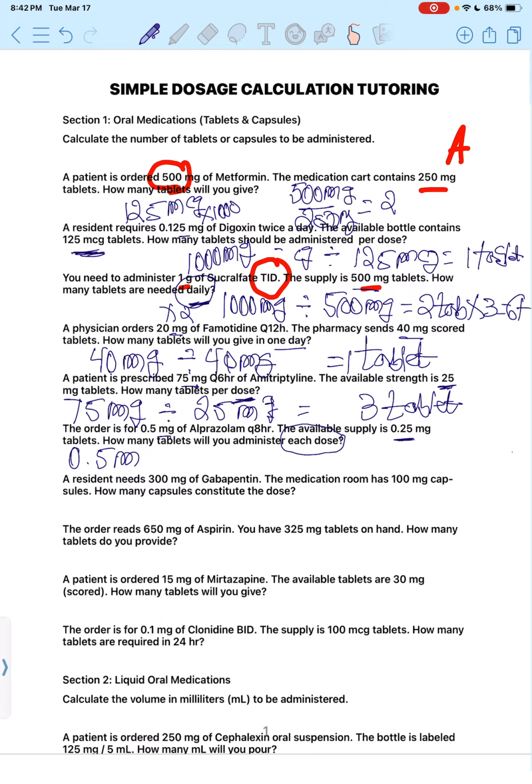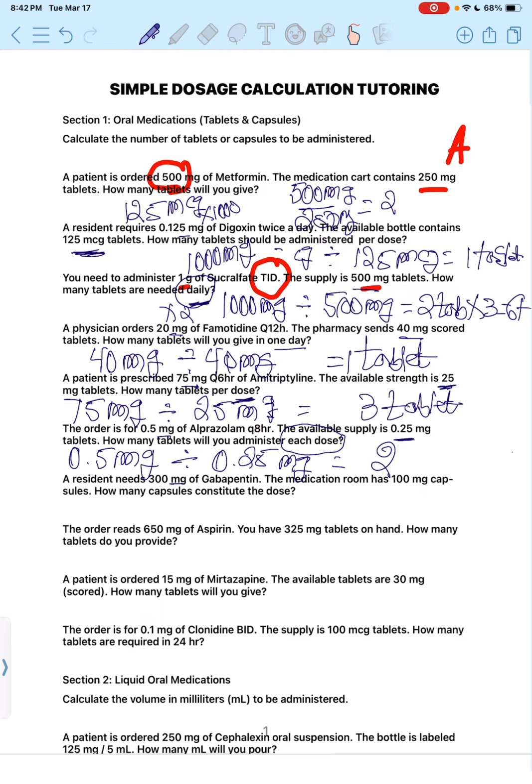So my order is 0.5 milligram. I'm going to divide that by my available, which is 0.25 milligram. But you know, my friend, the quantity is already 1, so I don't want to divide everything. So this one is going to be 2 tablets.